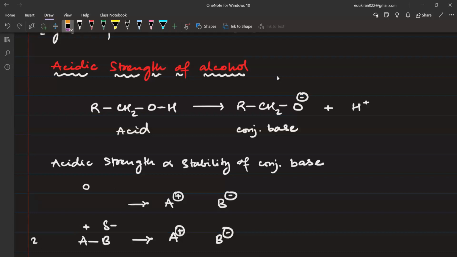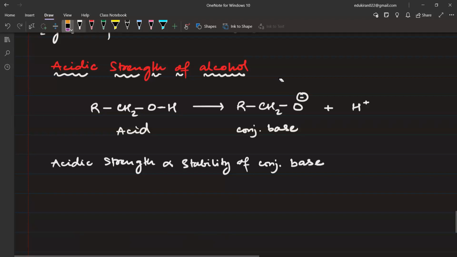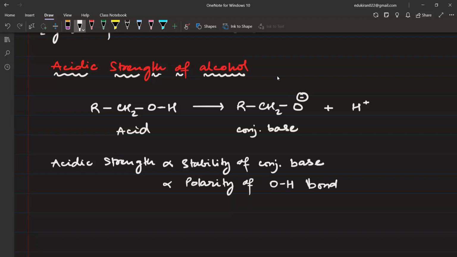Understood, everyone? How it relates to acidic strength: polarity of the OH bond should be large. If the OH is polar, then breaking it will be easier because they already have partial charges. We will just give them a little charge, and they will separate into O negative and H positive. So I can say acidic strength is also directly proportional to the polarity of the OH bond. All of you understood this? Yes or no, please tell me. Faiza, Shahid, Fahad, understood till here?